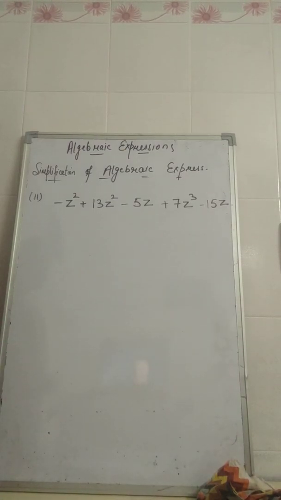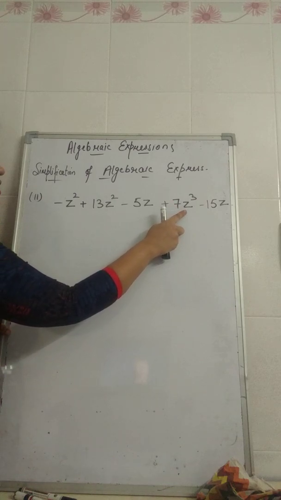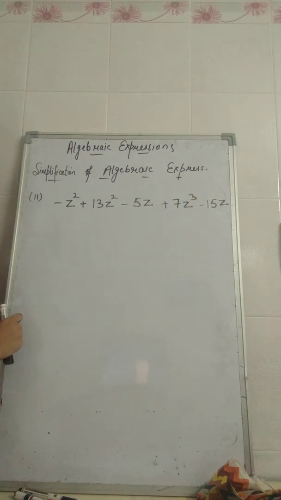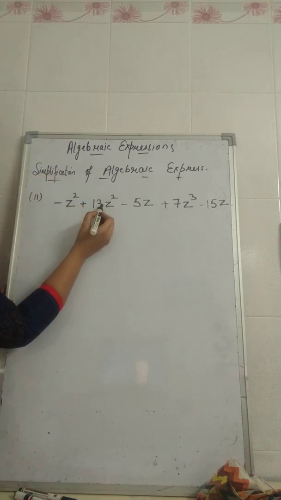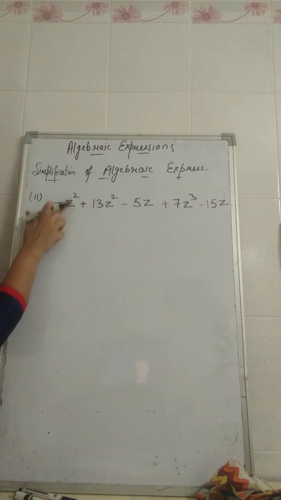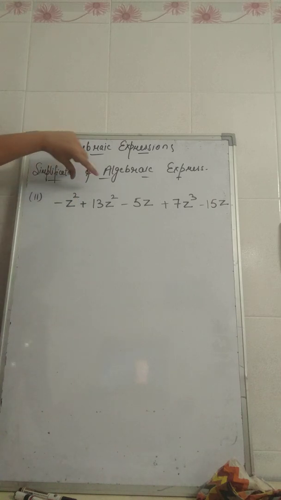Now see the second part. Minus z square plus 13z square minus 5z plus 7z cube minus 15z. First of all, in this question we have to see which are the like terms and write the like terms together. We can see minus z square and 13z square are like terms, and they are written together only. So we can solve here in this step only.